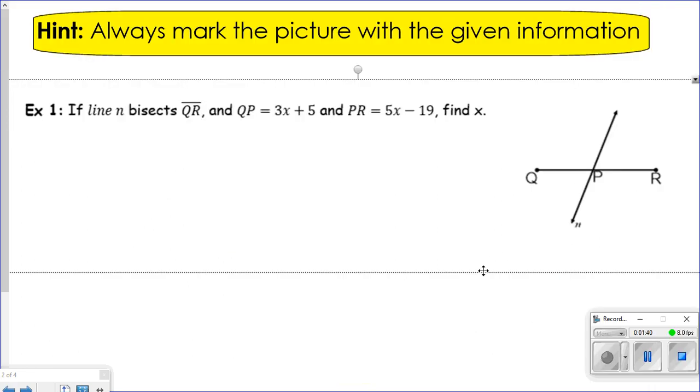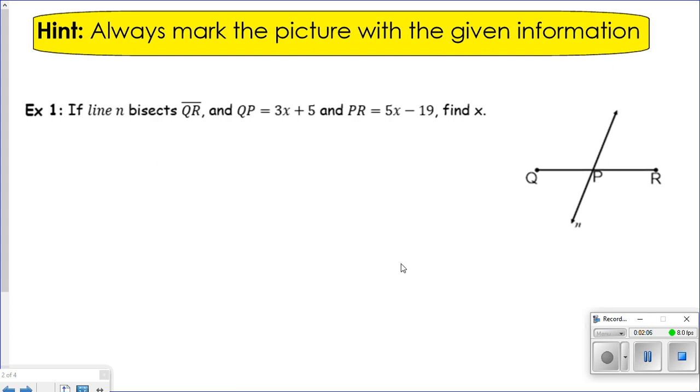All right, so we're going to go through some examples. And so just when you have these examples, you need to always mark the picture with the given information. When they tell you something is a bisector or you know something is congruent, go ahead and mark it in the picture. Kind of gives your brain a clue to say, oh, these two pieces are equal to each other. Okay, so let's go through this.